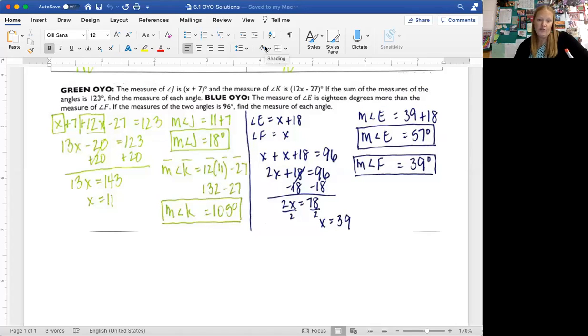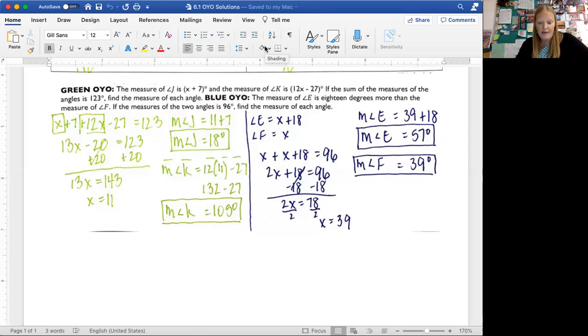All right, so here are the answers. It's on a different sheet of paper, but for the green, you had to set it up and solve it the exact same way. The measure of angle J was 18 degrees, and the measure of angle K was 105. If you add those up, you get 123. For blue, you had to say that one angle was x and the other angle was 18 more, so x plus 18. When you solve, you got 57 degrees and 39 degrees.